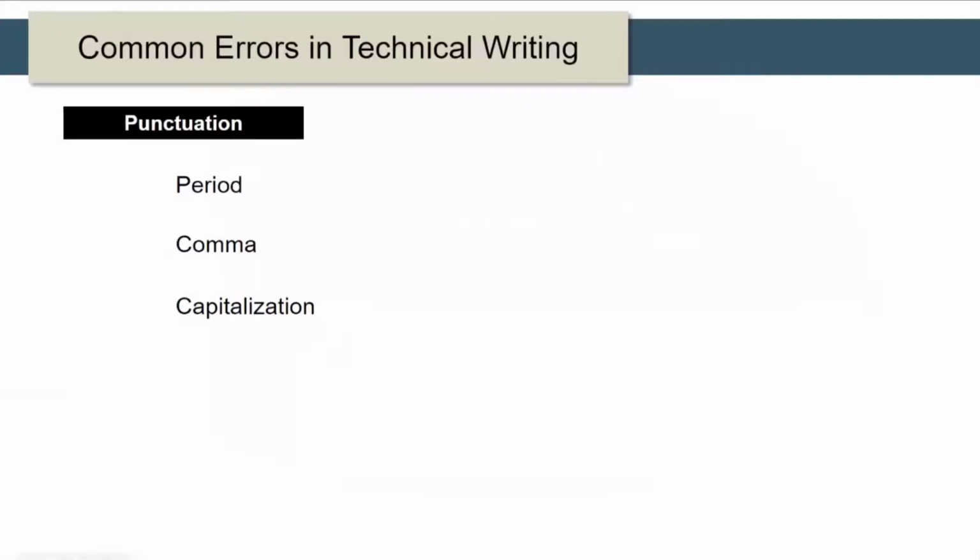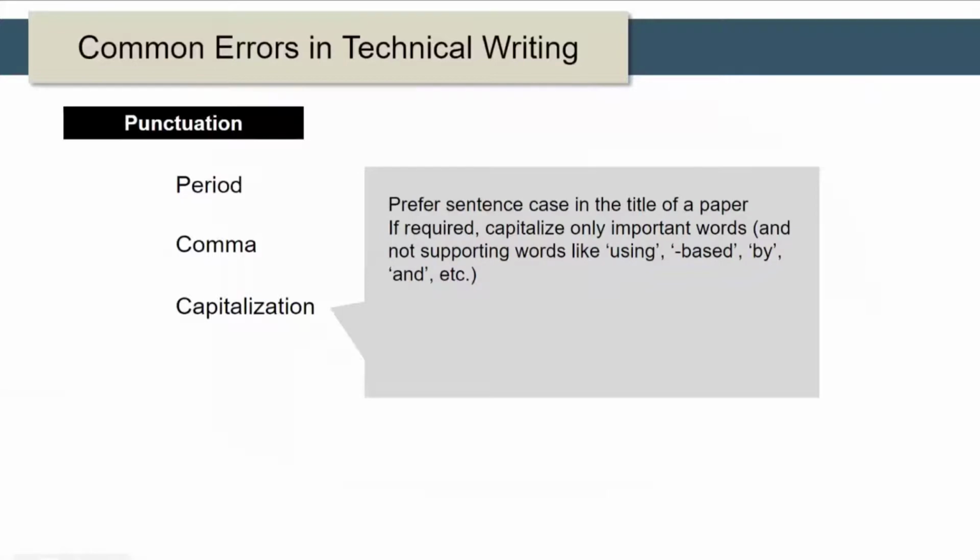We know this already, how to use punctuation, but I've noticed this a lot, especially in titles of papers. You need to capitalize only important words. Oftentimes papers would require you to use sentence case in the title, but suppose your journal or your conference requires you to capitalize each word in the title, right? There are still some journals like that. You would capitalize only important words, but not supporting words like something using XYZ. So using is a supporting word. Frequency based. So frequency F could be capital, but based B would be small. By so and so algorithm, like say coefficient routing by, I don't know, some histogram equalization, for example. So by is a supporting word. By, and, these should not be capitalized.